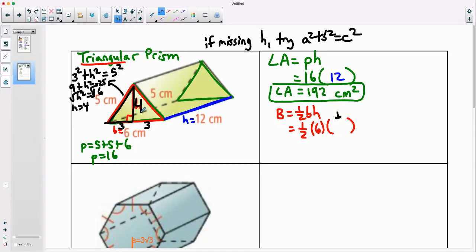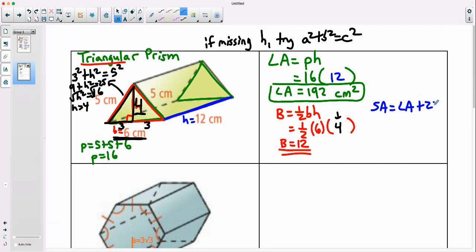So I'm going to use a base of 6 and a height of 4. So 1/2 times 6 times 4, that's half of 24. So each base is 12. So 192 is all the rectangles. I have to add the 2 triangles on to get my final answer for surface area.